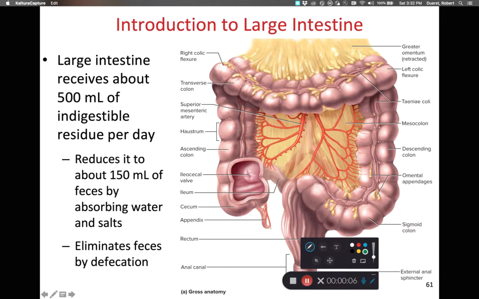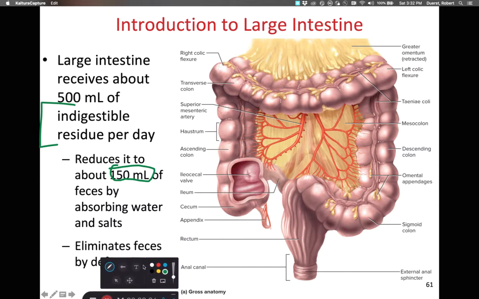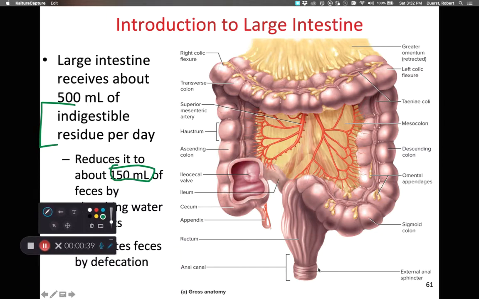Hey class, in this recording we're going to focus on the large intestine. As we look at the large intestine, it is by volume the largest part of our intestinal tract. It's going to receive approximately 500 milliliters, or half a liter, of undigested residue a day. This undigested residue is eventually going to be compacted down into approximately 150 milliliters of feces by absorbing most of the water and salts from it. And at the very end of the large intestine, we eliminate those feces via a process known as defecation.